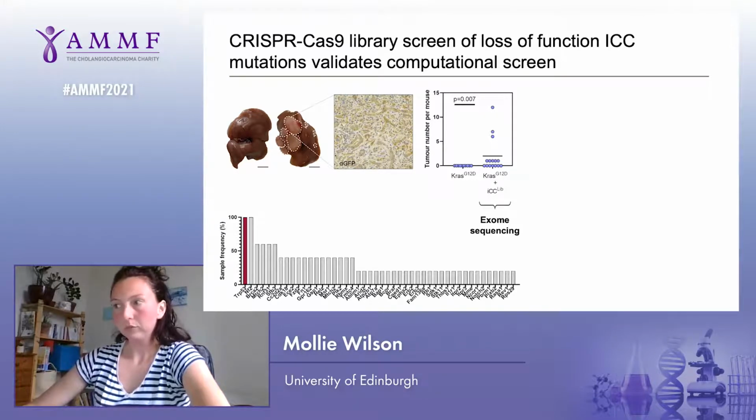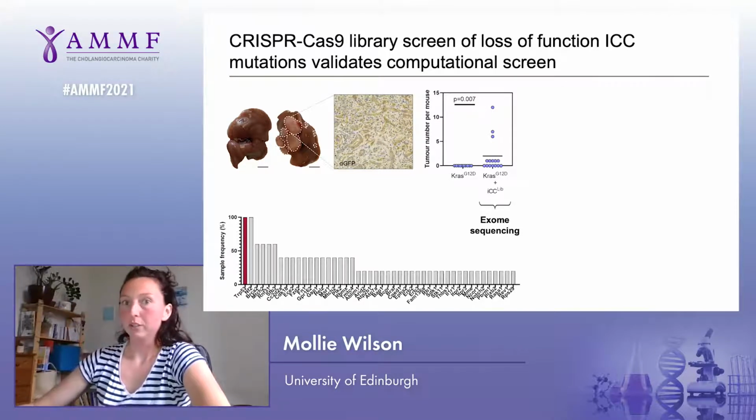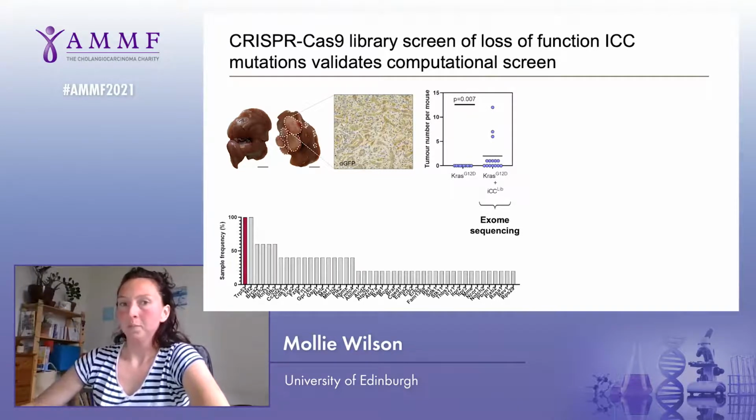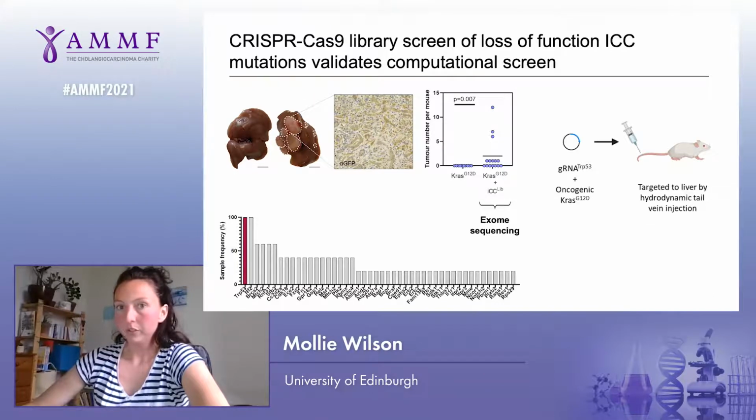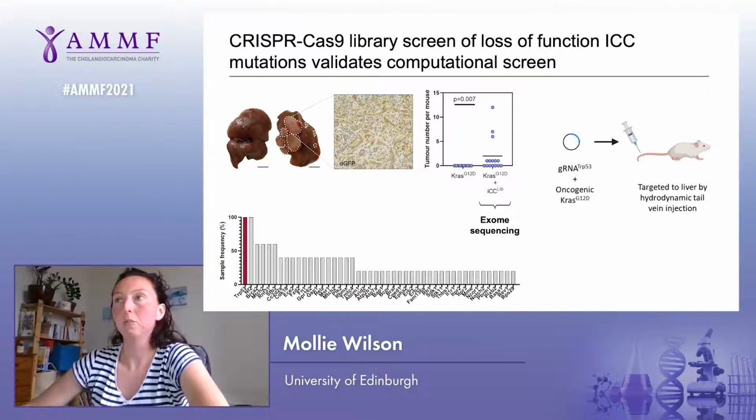So this made us want to establish a model of ICC with oncogenic Kras and TP53 that would act as our background cancer model for this work. To do this, I just used a single guide RNA against TP53 and the same oncogenic Kras as before, and injected these hydrodynamically into mice with Sleeping Beauty 13 transposon as before.